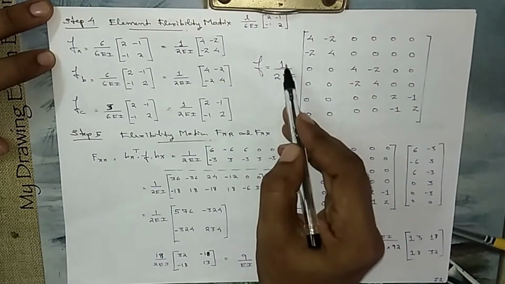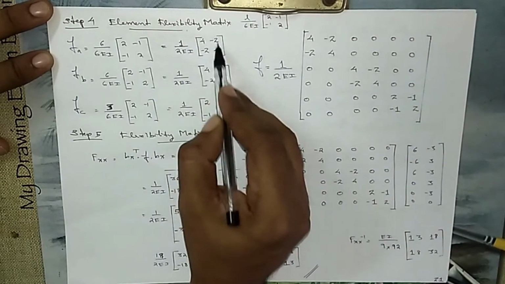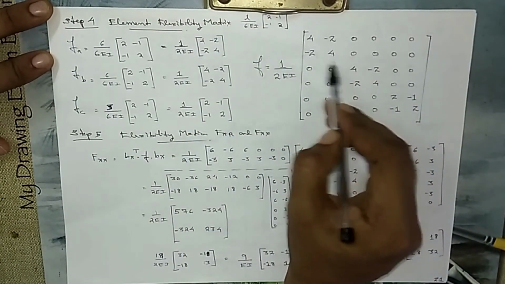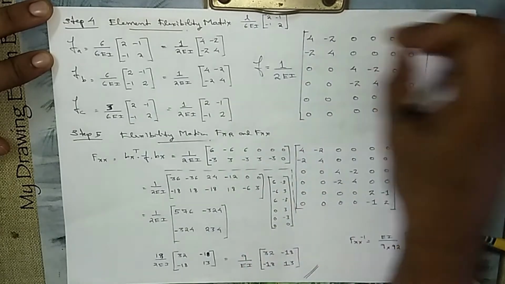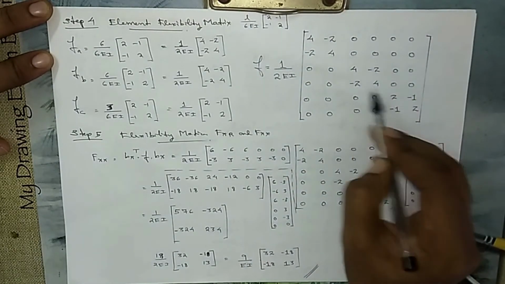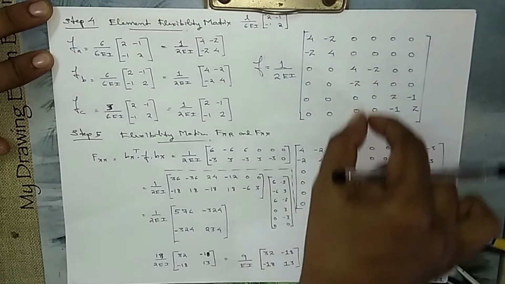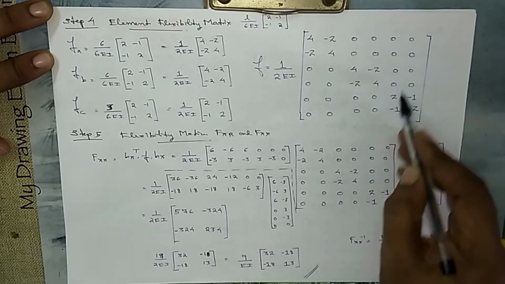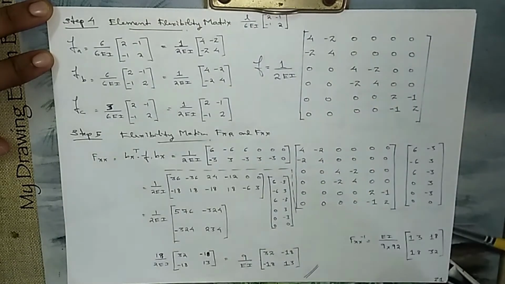Taking the common factor out here, FA's value is written here, then I am giving a space, then I will write FB's value, then a space is given, then FC's value. All the remaining spaces are filled with zeros.